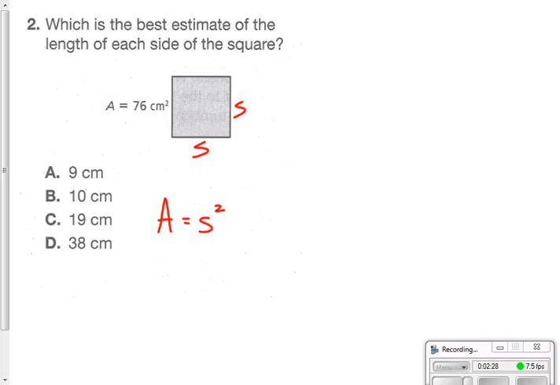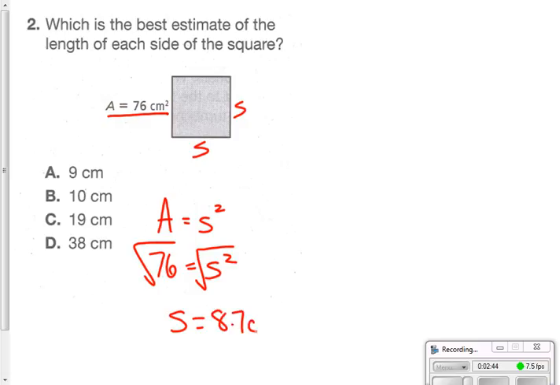When we do this, we plug in the value that we know. 76 is our area, equals s squared. Now we need to get s alone, so I'd find the square root of both sides. When I do, I find that s equals about 8.7 centimeters, rounded. So the closest answer here would be A, for example 2.